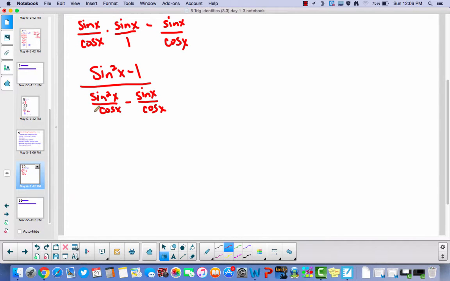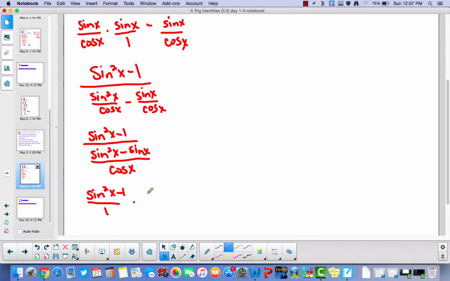So we have on the numerator here sine squared of x minus 1, and in the denominator we have sine squared of x minus sine of x all over cosine of x. But dividing by a fraction means the same thing as multiplying by a reciprocal. So we do sine squared of x minus 1 over 1 times the reciprocal, which becomes cosine of x over sine squared of x minus sine of x.